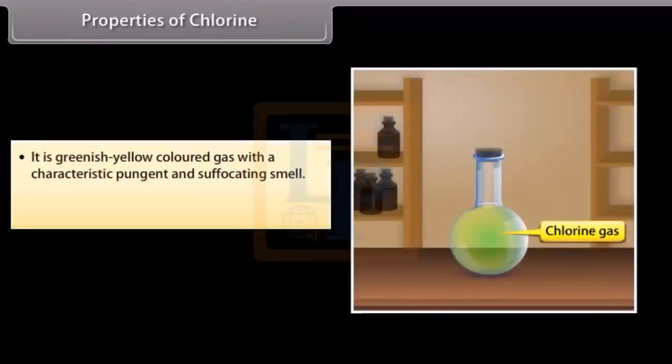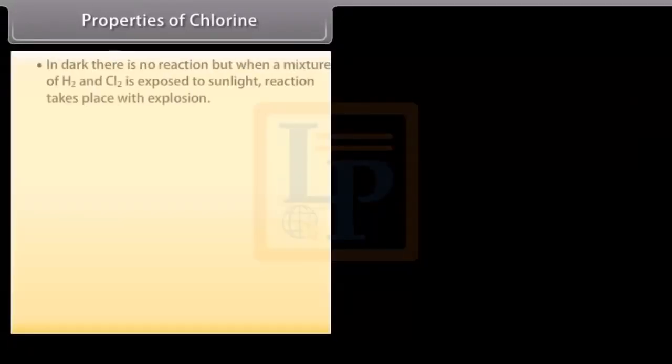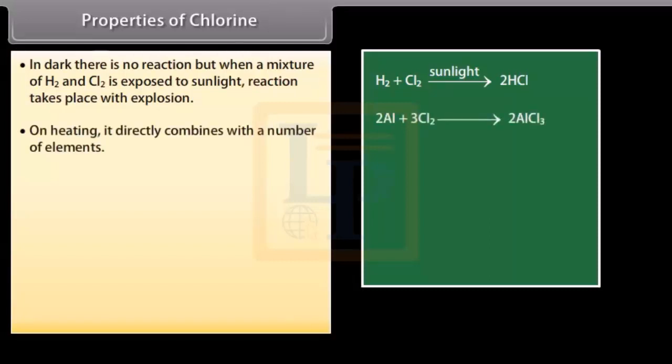Properties of chlorine. It is a greenish-yellow colored gas with a characteristic pungent and suffocating smell. It is moderately soluble in water and forms a pale yellow solution which smells of chlorine. This solution is called chlorine water. In dark there is no reaction, but when a mixture of H2 and Cl2 is exposed to sunlight, reaction takes place with explosion. On heating, it directly combines with a number of elements.